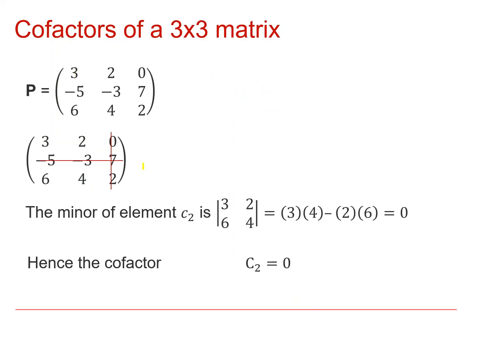Another example, if I want the cofactor of c2, so remove its row and its column, I'm left with 3, 2, 6, 4 as the 2 by 2 matrix, find its determinant, and that's 0. And now I don't care about the sign matrix because 0 is always just 0, but you should remember plus minus plus, minus plus minus, that the c2 sign should be a minus sign. However, of course, I still get C2 equals 0.